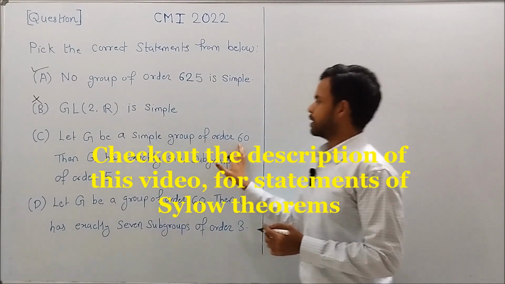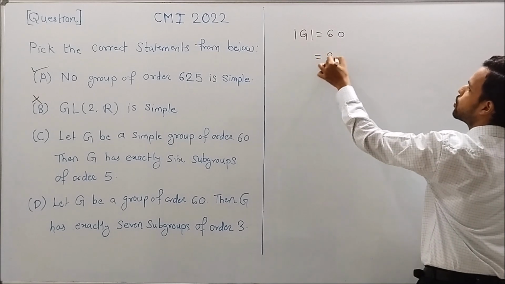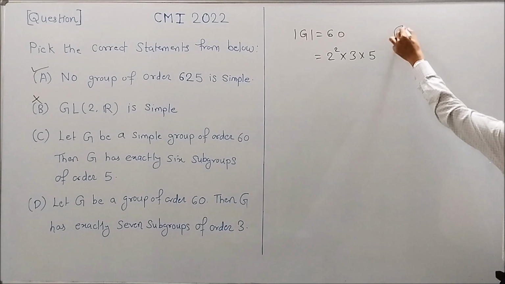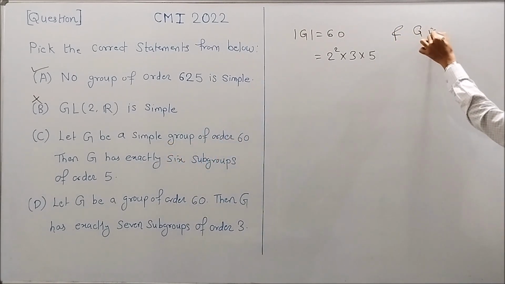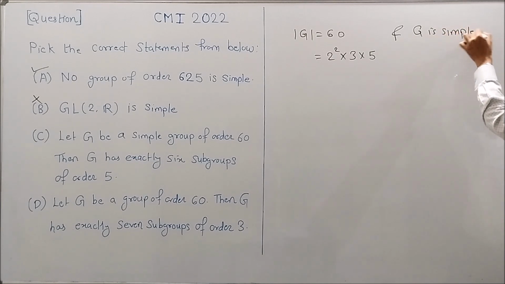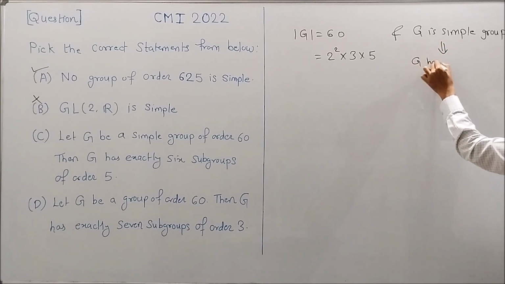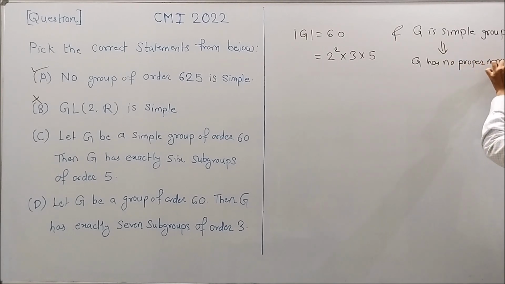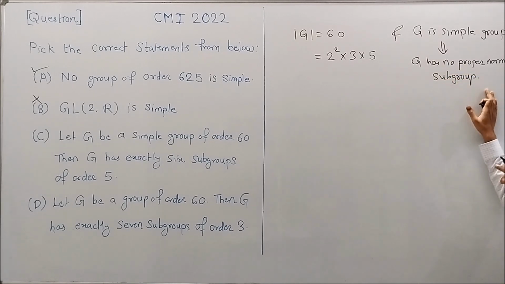Now, we are given that G has order 60, which can be written as 2 square times 3 into 5. Okay, and it is also given that G is a simple group. G is a simple group implies G has no proper normal subgroup, by definition of simple group.